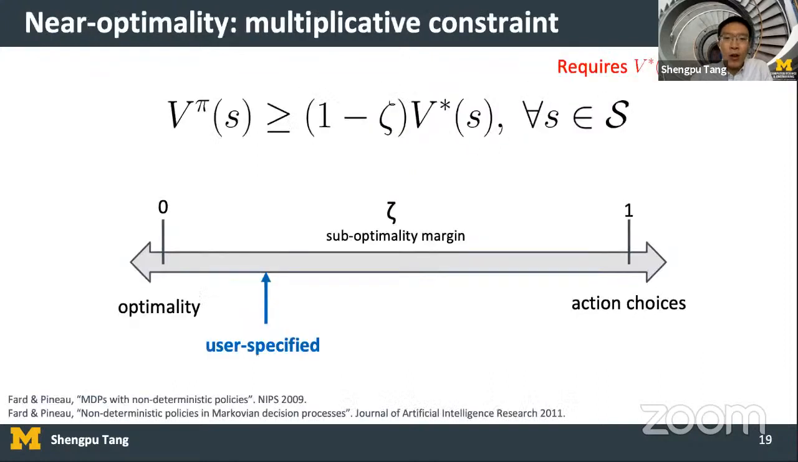To quantify how good our set value policy pi is compared to the optimal policy, in line with past work, we define near optimality using a multiplicative constraint. Assuming V star is non-negative, a user can specify zeta, the suboptimality margin. As we increase zeta from 0 to 1, we trade off optimality for more choices in our set of actions. So if zeta is 0, we default to the optimal action. And as we increase zeta, we'll get larger and larger action sets.